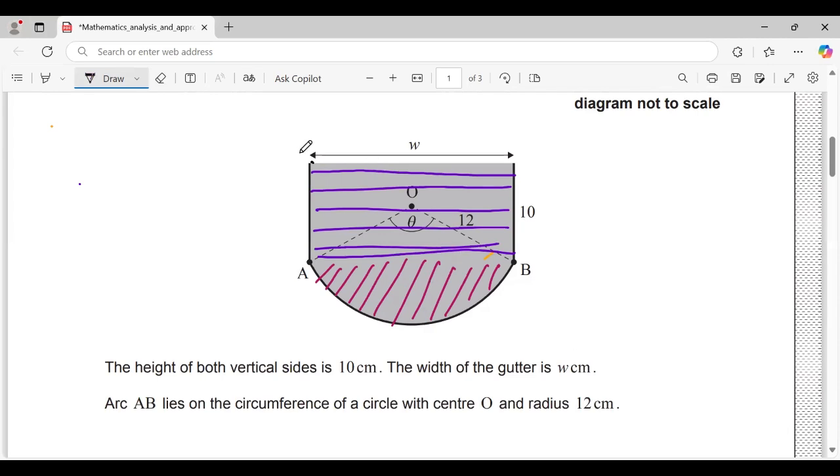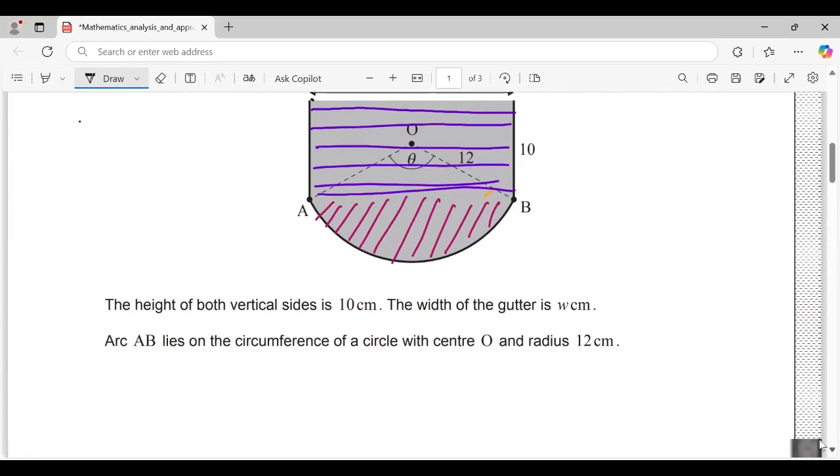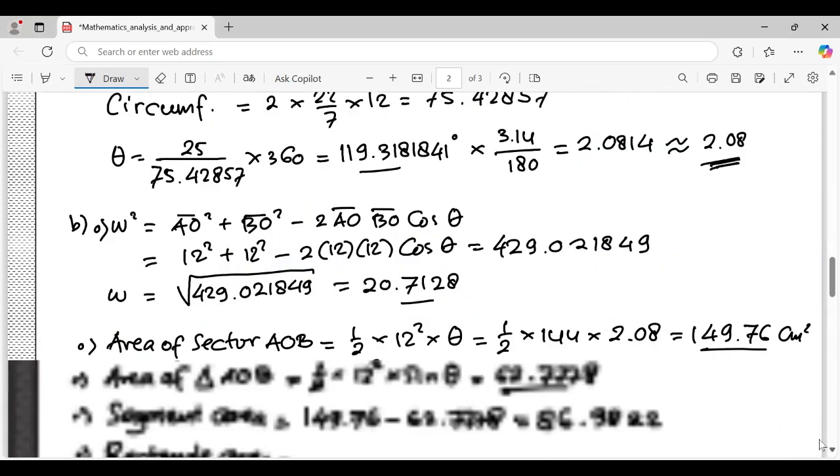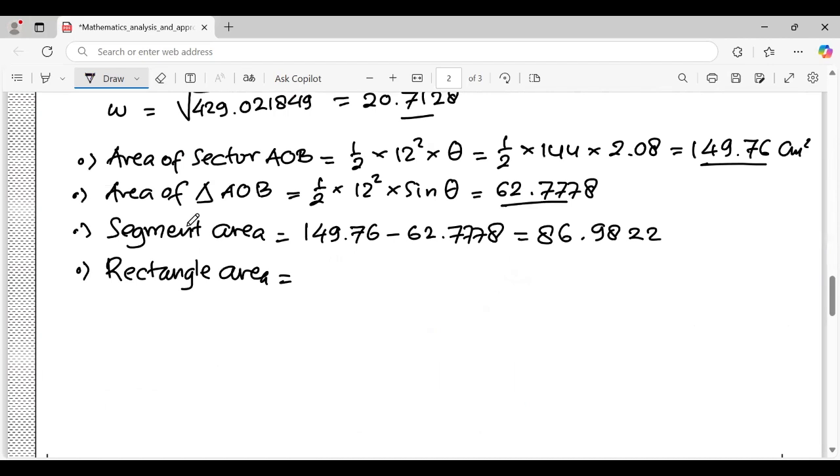The rectangle area is W times 10. W is 20.7128 times 10, and this is 207.128 centimeter squared. This is the segment area as well, centimeter squared. Okay, this is centimeter squared as well.